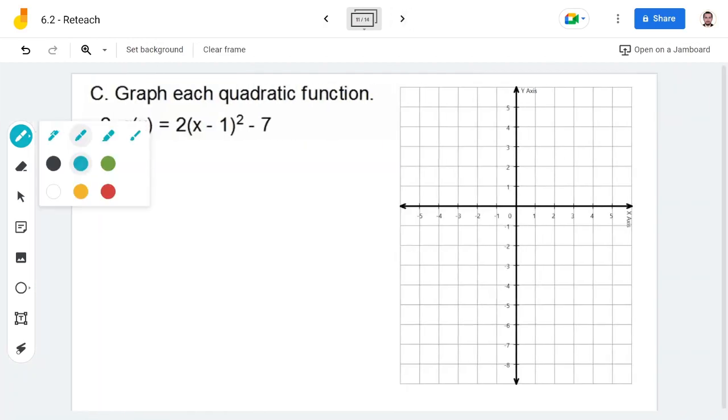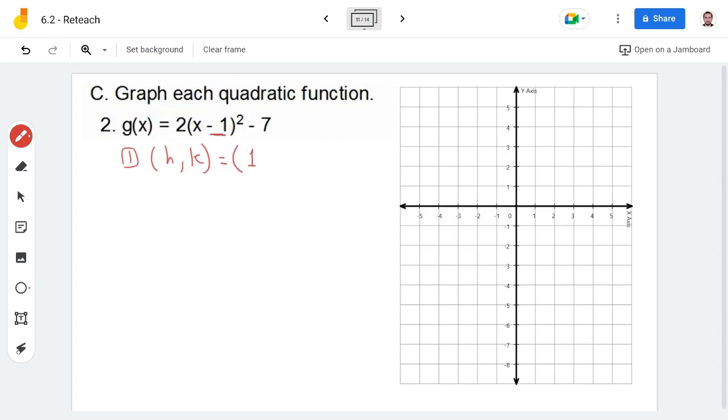Let's take one more example, then we finish here. So we do the same steps. First, center, second, A, then table, then plot the points, graph it, final answer. So first step, center, H and K. So what's the H and K here? H always opposite side: 1, -7.